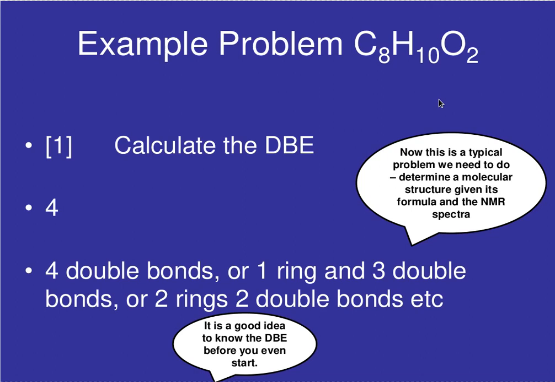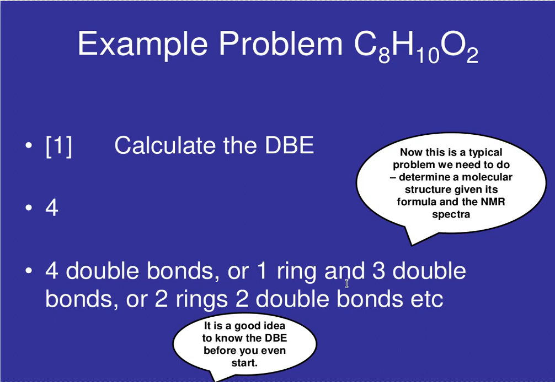the first thing I would do in trying to solve this problem, before even looking at spectra, is calculate the double bond equivalence. So please use the formula for double bond equivalence to calculate what it is for this molecule, and you should get the answer 4, which means that we've got 4 double bonds, or 1 ring and 3 double bonds, or 2 rings and 2 double bonds, etc. It's a very good idea to know this before you start. Bear in mind that a benzene ring will have a DBE of 4. A benzene ring is a ring and 3 double bonds.